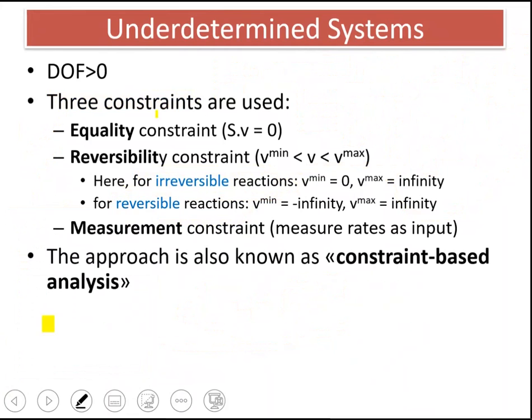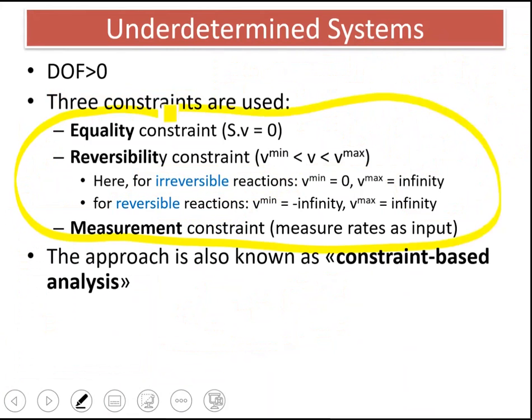So basically you have a set of constraints and you seek to find a solution that satisfies all those three constraints. That's why flux balance analysis and similar approaches are also referred in literature as constraint-based analysis. You use mass balance constraint, you use measured rate constraints, you use reversibility information as constraints, and based on those constraints, you try to predict rates using, for example, optimization.